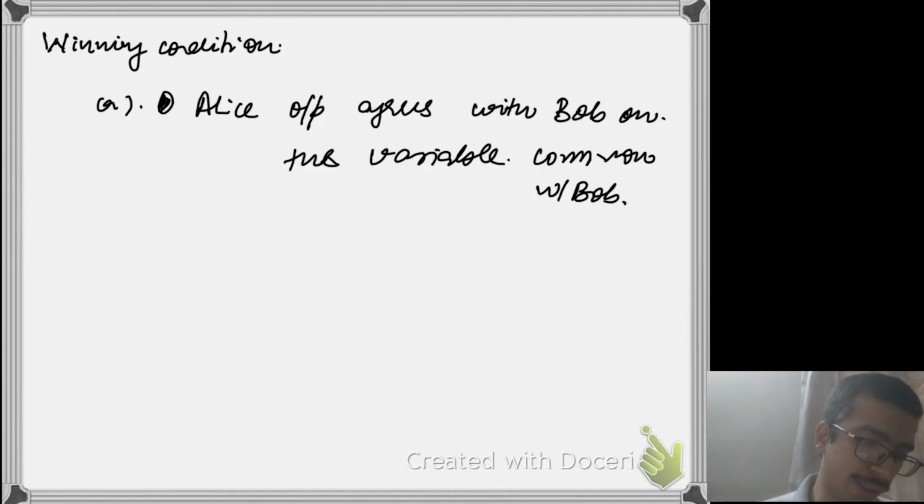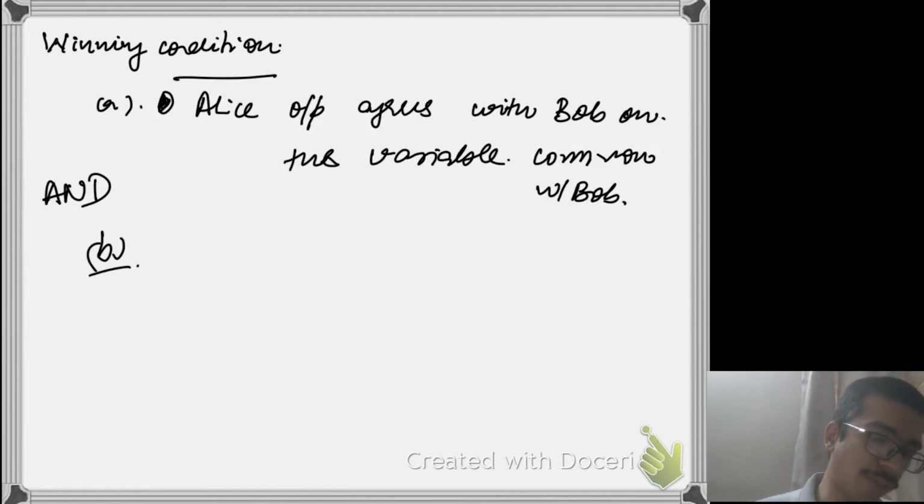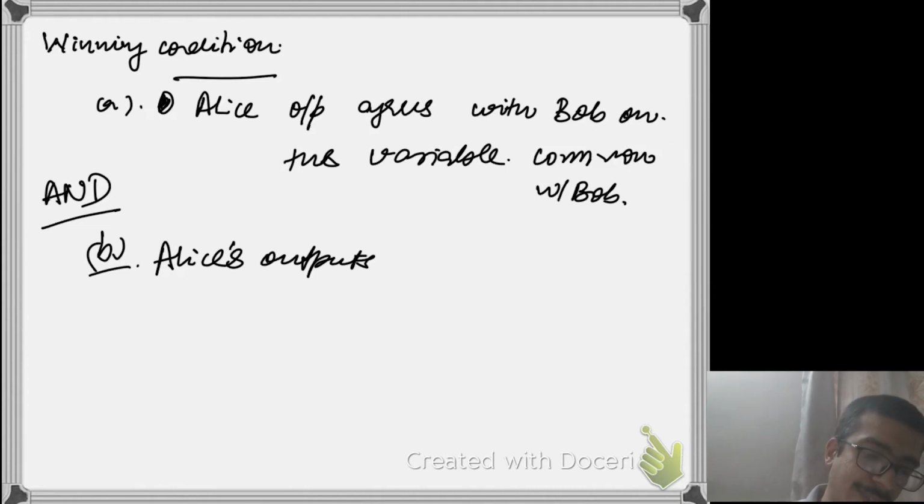And the second, so this is the first condition. So there is an AND of these conditions, right? So both of these must be satisfied. And the second condition is that Alice's outputs satisfy the required constraint, right?